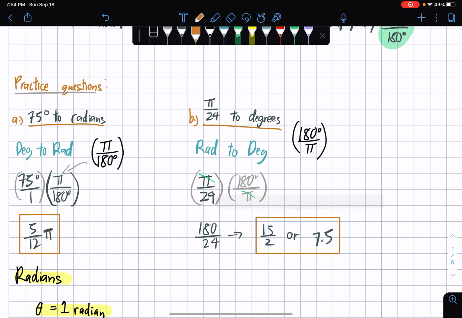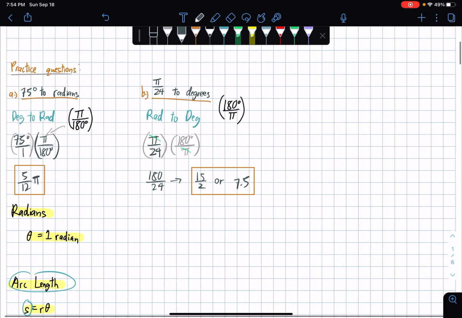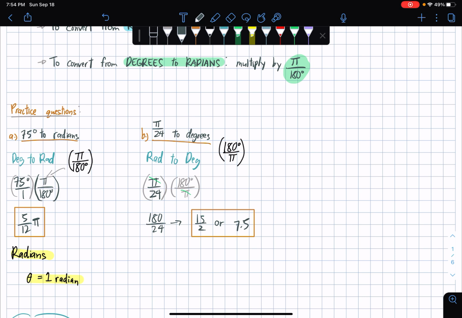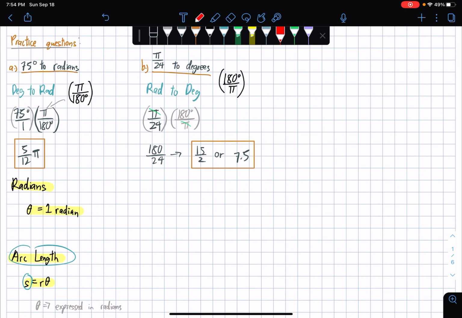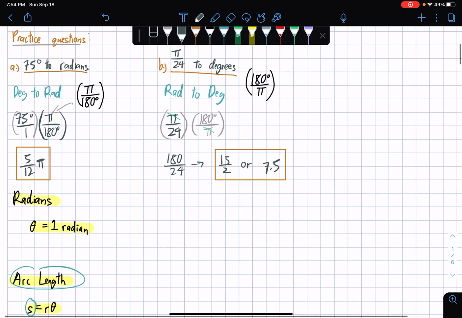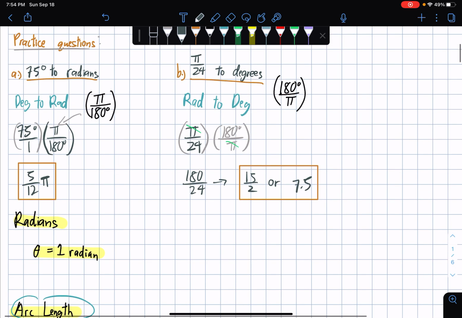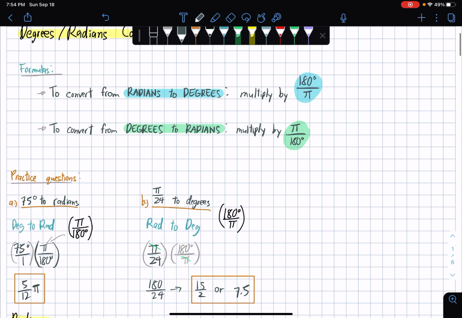I'm not sure what your teacher requires for your answer to be in what kind of form, whether fraction or decimal, but I've already given you the two possible answers. If your teacher prefers that you put your final answers in fraction form, then so be it. If your teacher prefers it in decimal form, then you also have the decimal answer here. Alright, let's move on to the other formulas. We've already tackled radians to degrees and degrees to radians formulas.